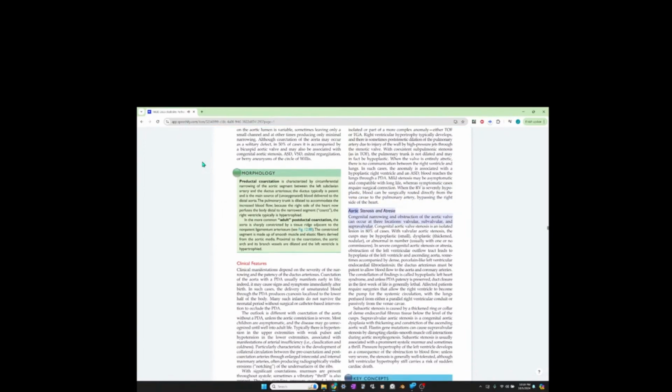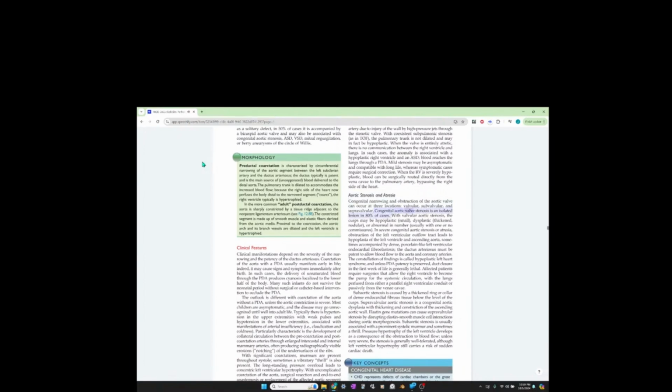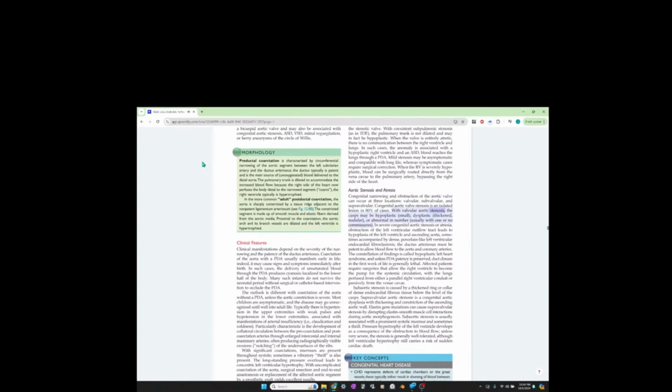Aortic stenosis and atresia. Congenital narrowing and obstruction of the aortic valve can occur at 3 locations: valvular, subvalvular, and supravalvular. Congenital aortic valve stenosis is an isolated lesion in 80% of cases. With valvular aortic stenosis, the cusps may be hypoplastic, dysplastic, or abnormal in number.